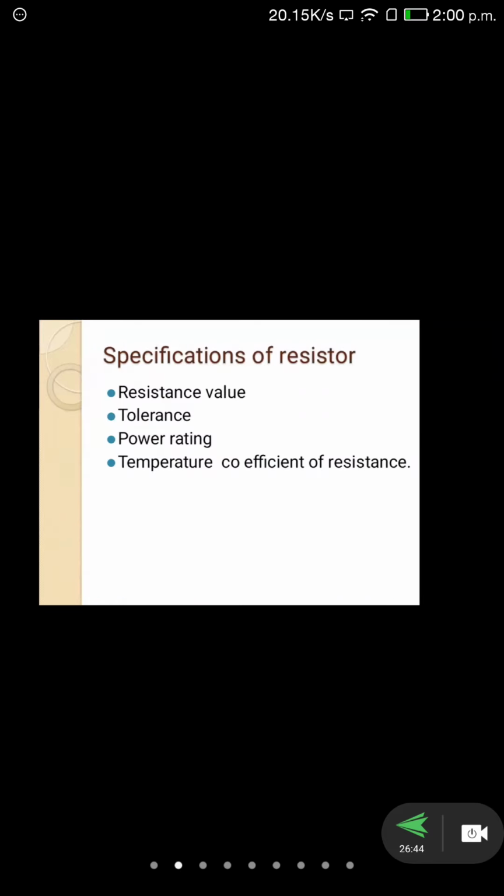Generally the resistance value is measured in ohms. It is available in ohms, kilo ohms and mega ohms. So the value of resistance can be available in ohms, kilo ohms and mega ohms. That is the important factor. So resistance value is the value printed on the surface of a resistor. That is what we call the resistance value. Next, second one, tolerance. It is also considered.